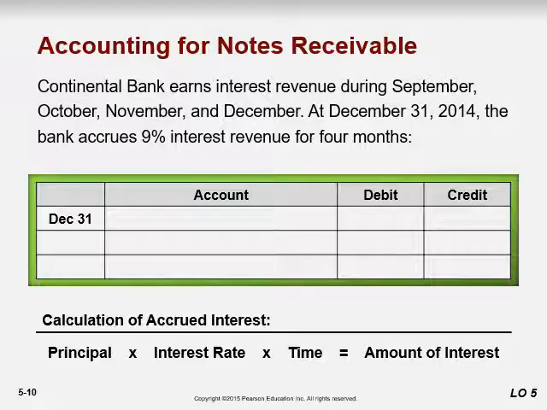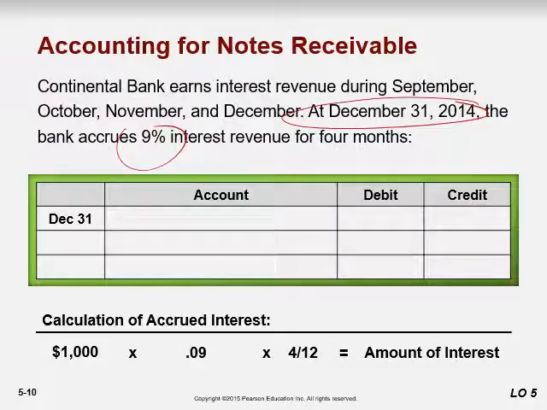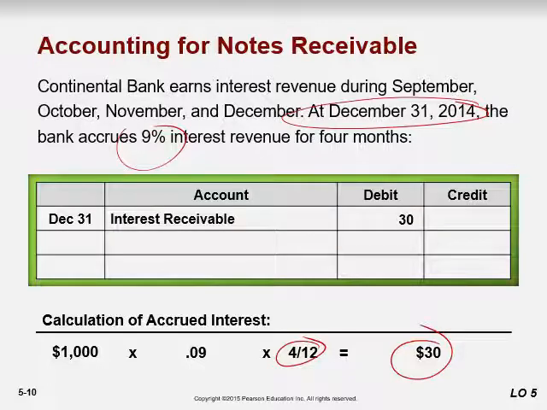Continental Bank earns interest on 31st of December, accrued at a 9% interest rate, right? So the amount of interest is like that. We have 1,000, interest rate is 9%, and time is 4 months. If we want to find out the 4-month interest, 4 divided by 12, answer is 30. And how are we going to record the interest income for the bank? It is recorded as interest receivable, right? You have to receive $30 from Lauren, and that is your interest revenue, right? Because a bank's sales are also interest revenue, right?